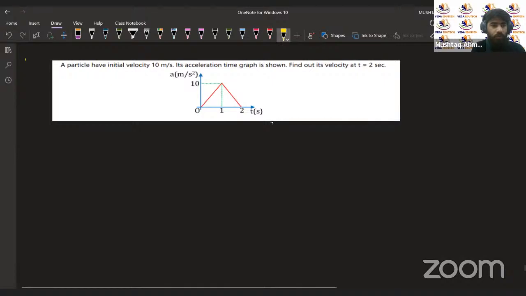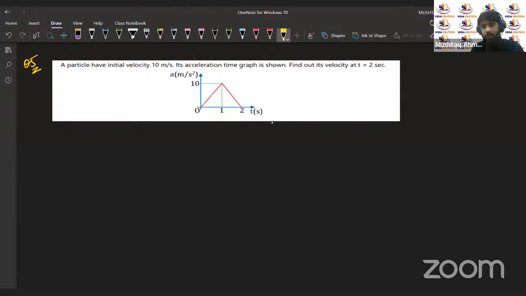So let's move on to question number 5. The question says that a particle has an initial velocity of 10 meter per second, and its acceleration versus time graph is given. We have to find its velocity at time t equal to 2 seconds.